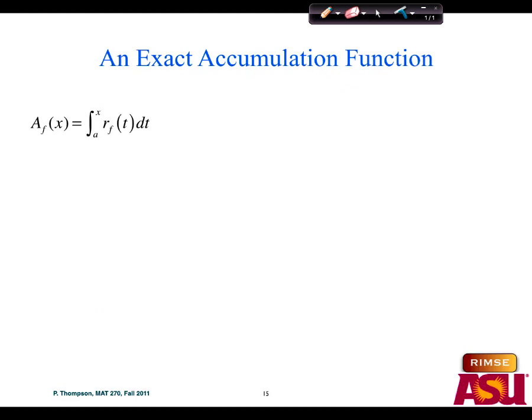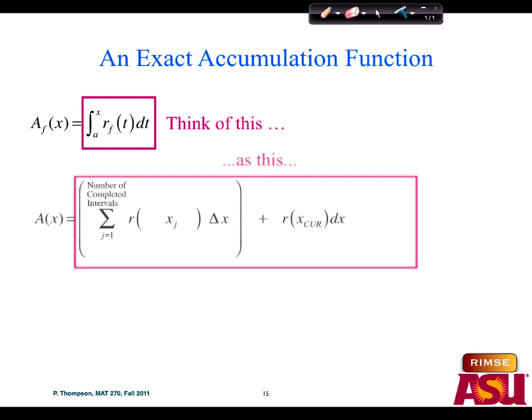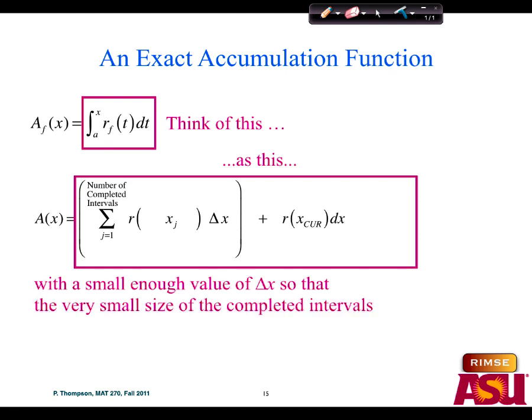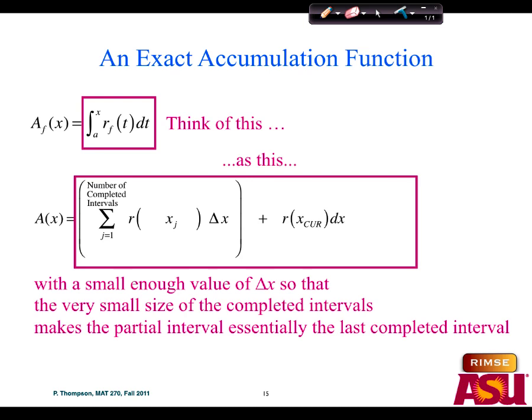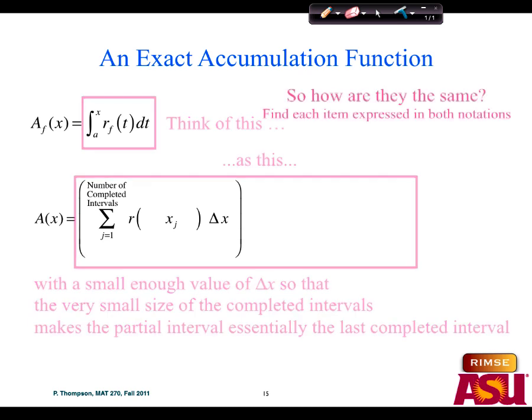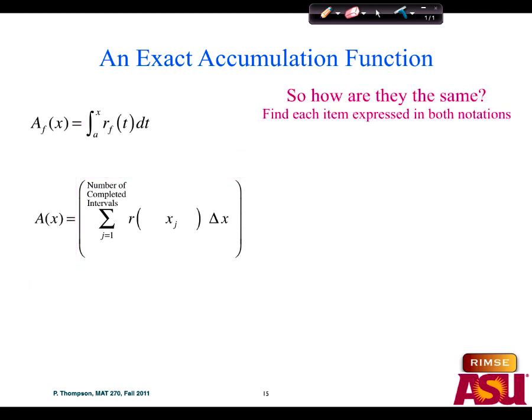All right, so we're going to think of our exact net accumulation function as the approximate net accumulation function with a small enough value of delta x so that the very small size of the completed intervals makes the partial interval essentially the last completed interval. So that partial interval gets absorbed into the sum of the rest of them because they're all so small. So it goes away. And so now we're going to ask, how are they the same? This is where you're going to practice. How are these two notations the same? How do we get the exact net accumulation function from the approximate?